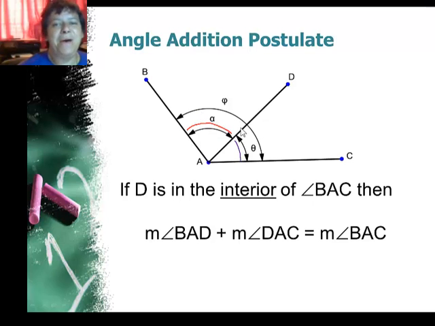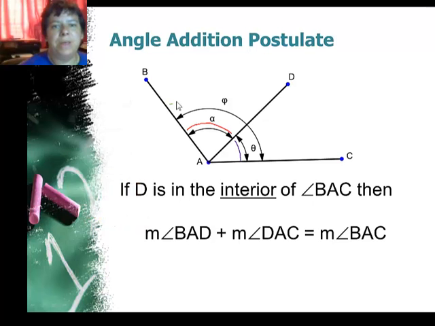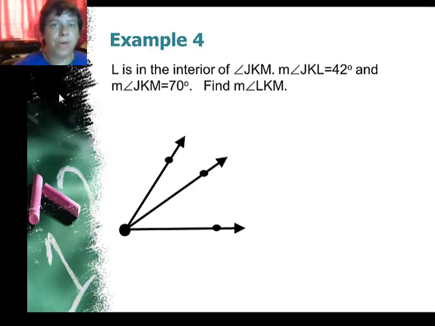So when I add alpha to theta, I should get phi. This last symbol here, which I will mark with the green. So the red plus the purple should equal the green, which makes sense. Now let's go ahead and apply this to a few examples.